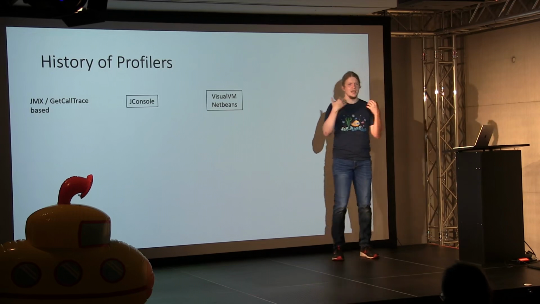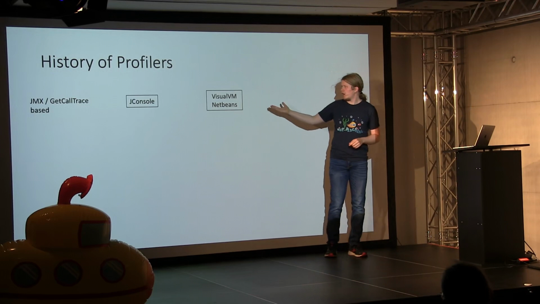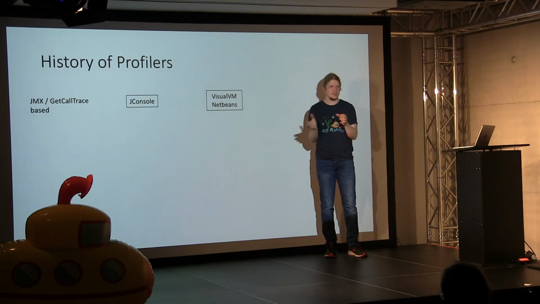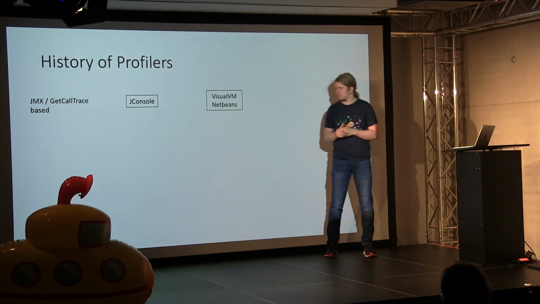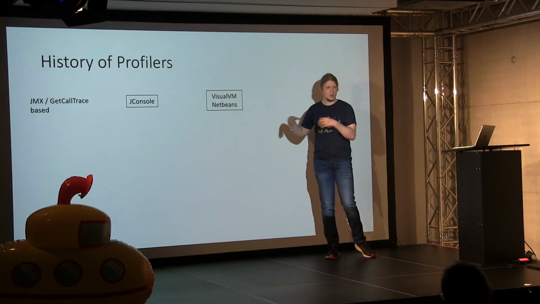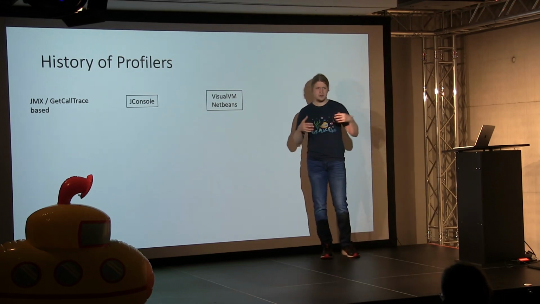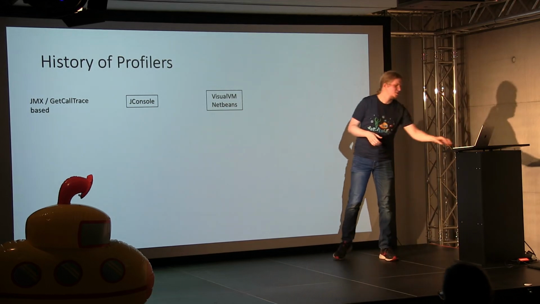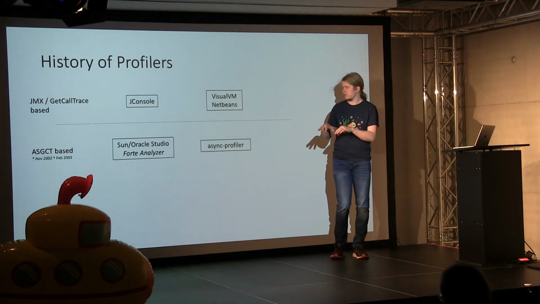It has the safe point bias, and you have tools like JConsole or Visual VM, and I think similar code is also embedded into the NetBeans profiler. And these are methods that are quite old and quite easy to use, because they are also simple for profiler writers to use. Then there's AsyncGetCallTrace based profilers.